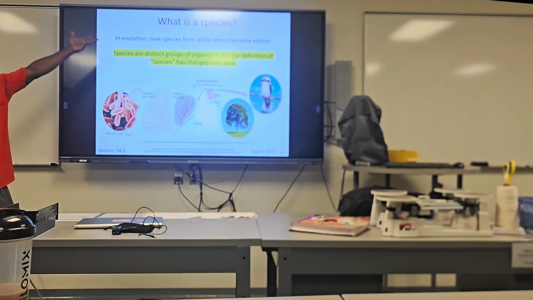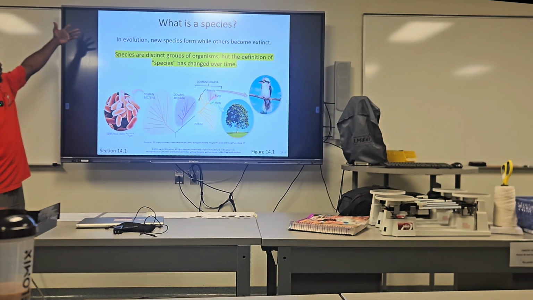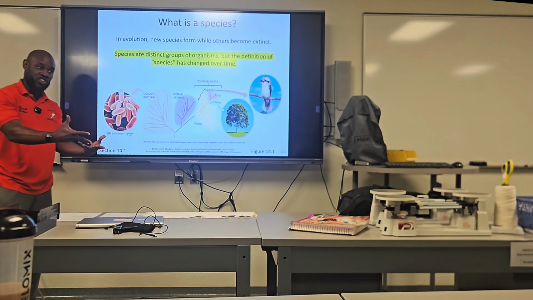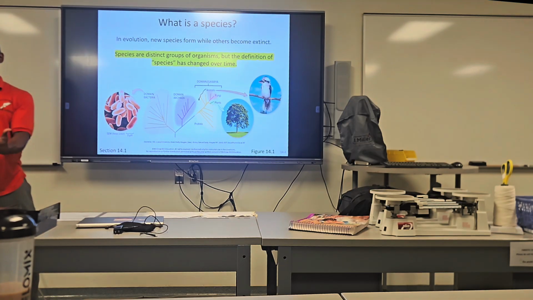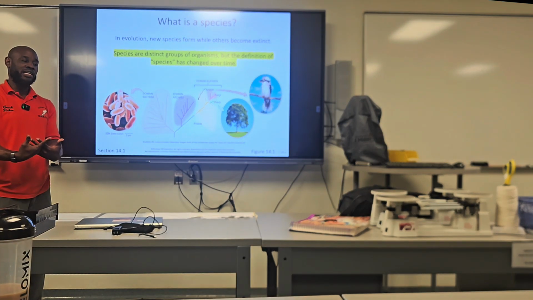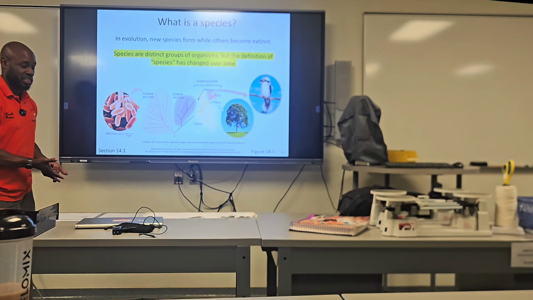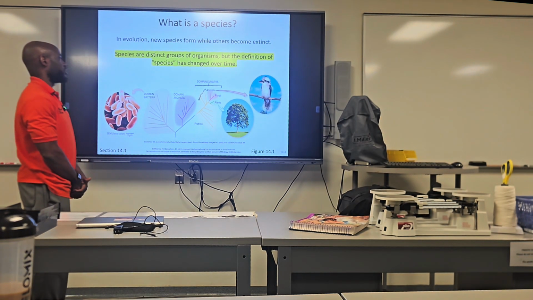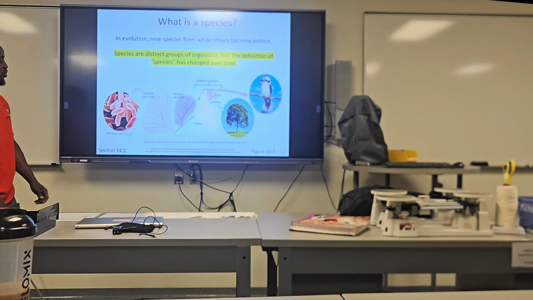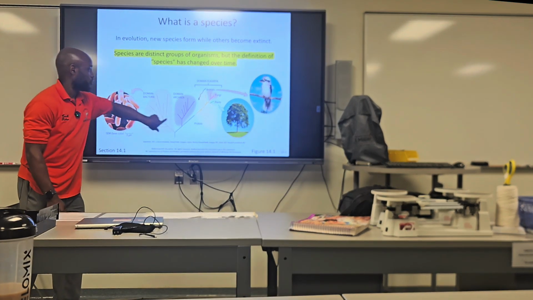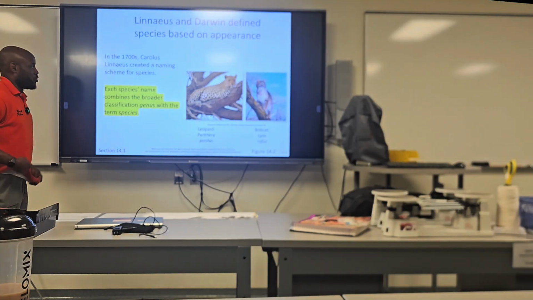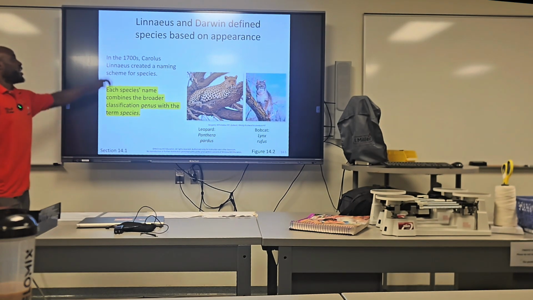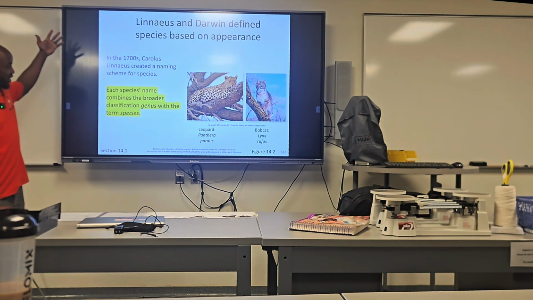So in evolution, new species form while others become extinct, okay? Because remember, when you have a mutation, you have a change in the DNA, it may not necessarily lead to a positive change. It could lead to something that is not good and that doesn't live long. So species are distinct groups of organisms, but the definition of species has changed over time. All right, we always got to go back to Darwin when we're talking about evolution. So Linnaeus and Darwin defined species based on appearance.